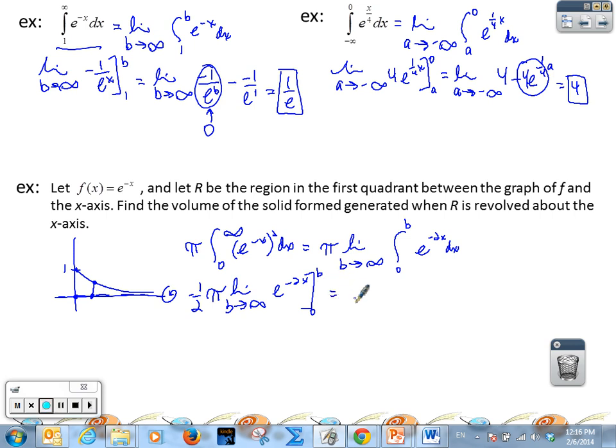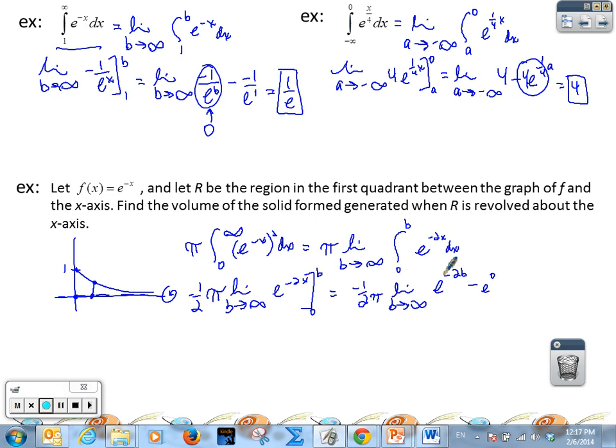So that equals negative 1/2 pi, limit b goes to infinity. All right, so let's evaluate that. F of b minus f of a. So we get e to the negative 2b minus e to the 0. Negative 2 times 0 is 0. Okay? All right, so let's think about this term right here.